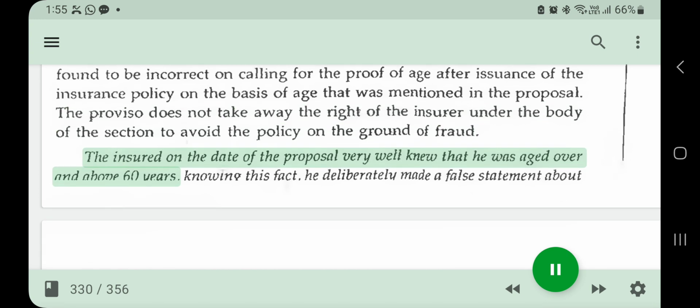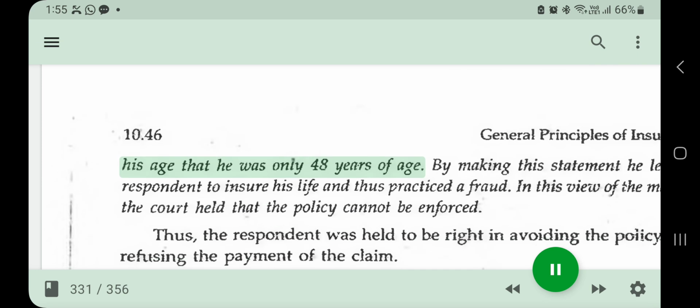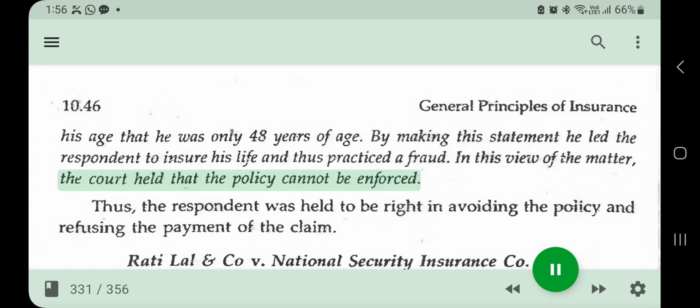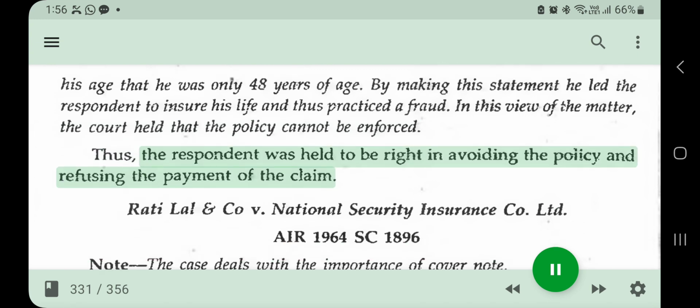The insured on the date of the proposal very well knew that he was aged over 60 years. Knowing this fact, he deliberately made a false statement about his age, that he was only 48 years of age. By making this statement he led the respondent to insure his life and thus practiced a fraud. In this view of the matter, the court held that the policy cannot be enforced. Thus, the respondent was held to be right in avoiding the policy and refusing the payment of the claim.